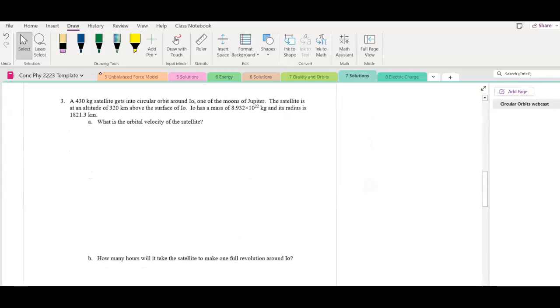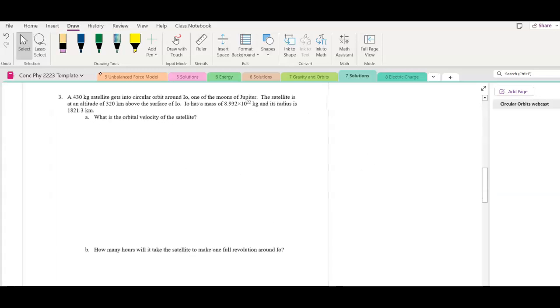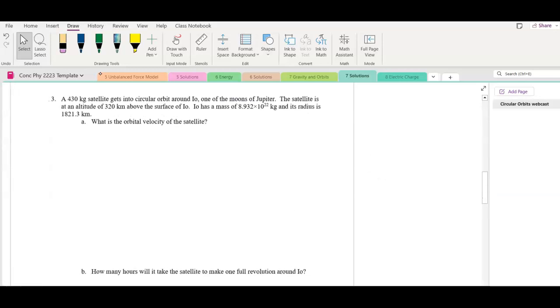Okay, let's see here. Now we've got a satellite that's in circular orbit around Io. That's one of the moons of Jupiter. And they're saying that the satellite is at an altitude of 320 kilometers above the surface of Io. They're giving us Io's mass and Io's radius. So it says, what's the velocity of that satellite?